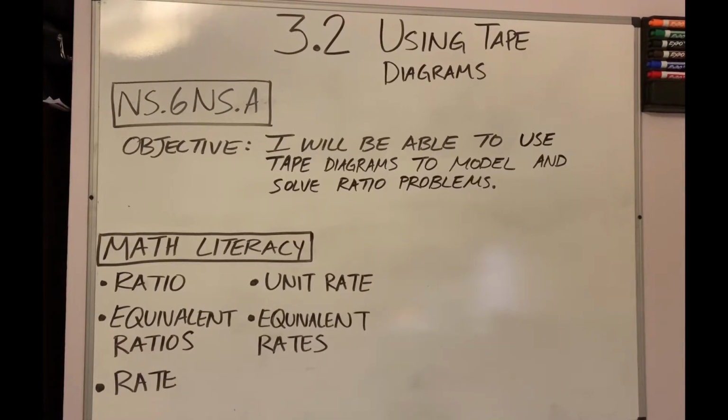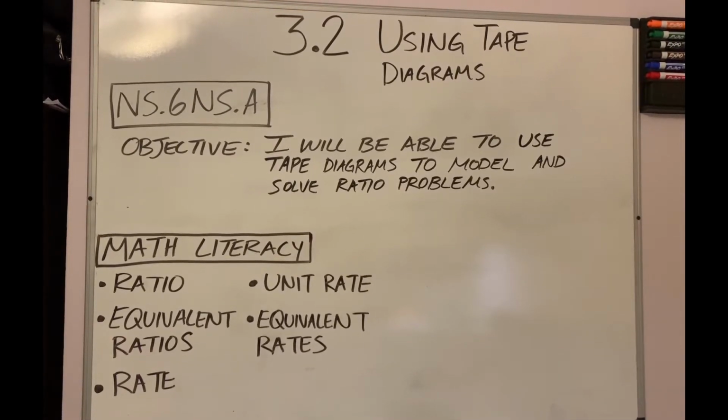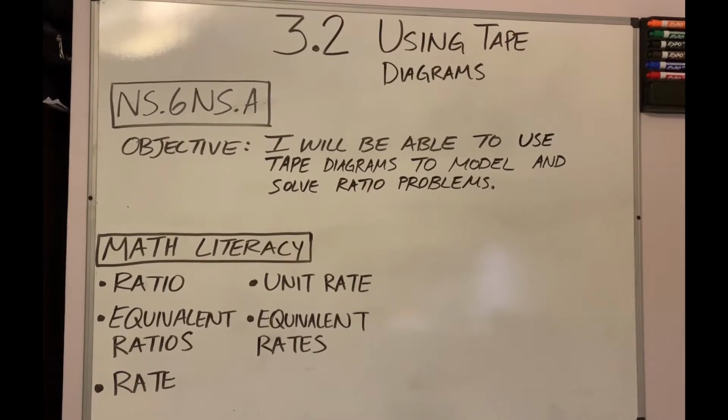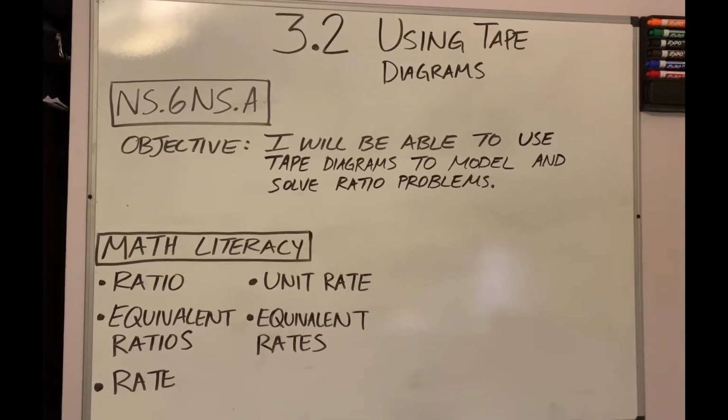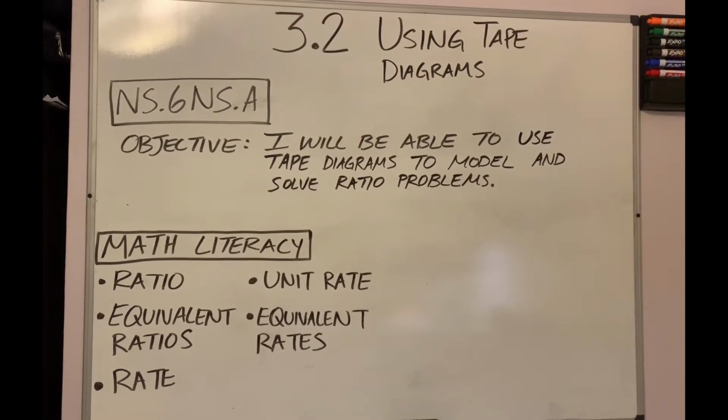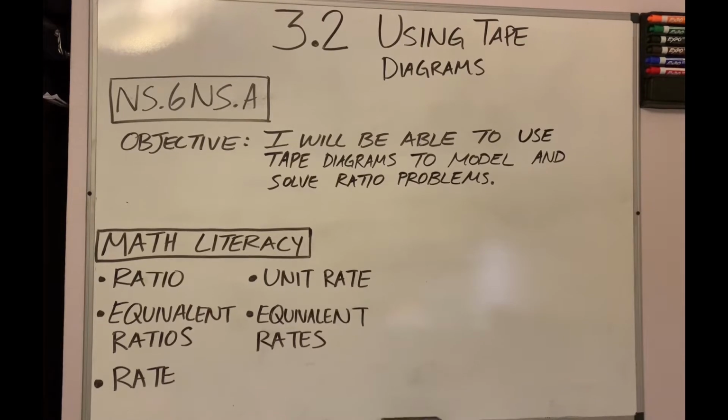Welcome students. So today we're going to be working with 3.2 using tape diagrams. Your standard is 6th grade number sense A, and our objective today is that by the end of this lesson you will be able to use tape diagrams to model and solve ratio problems.